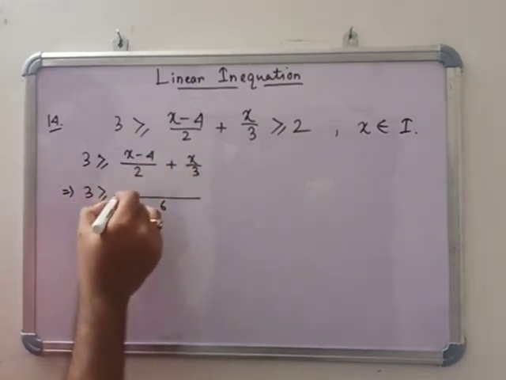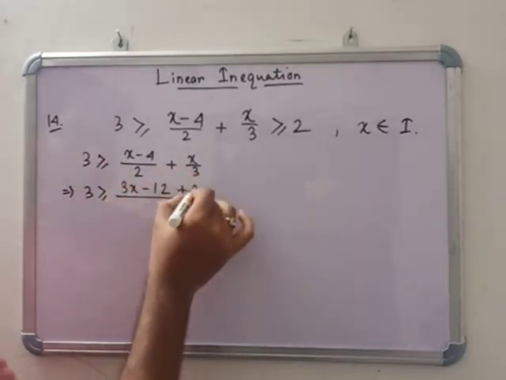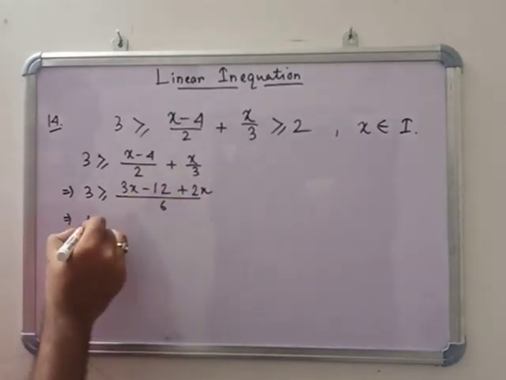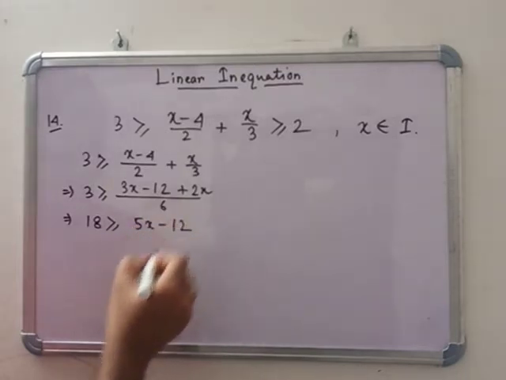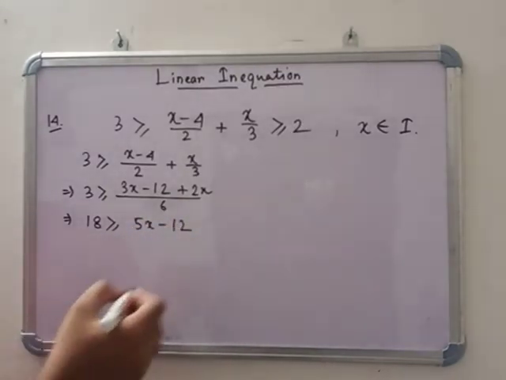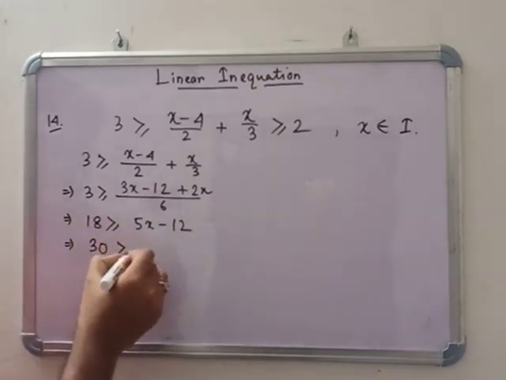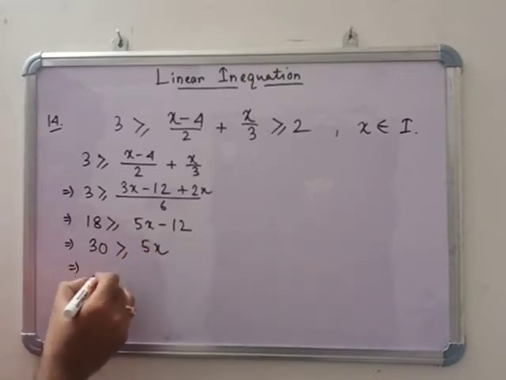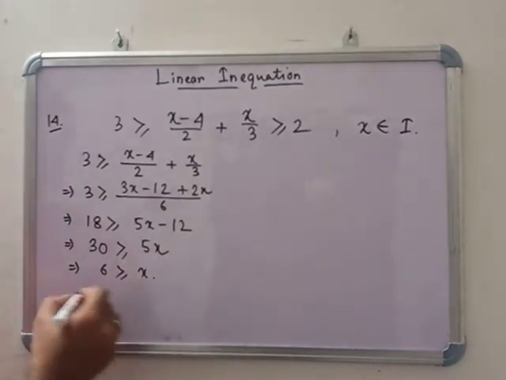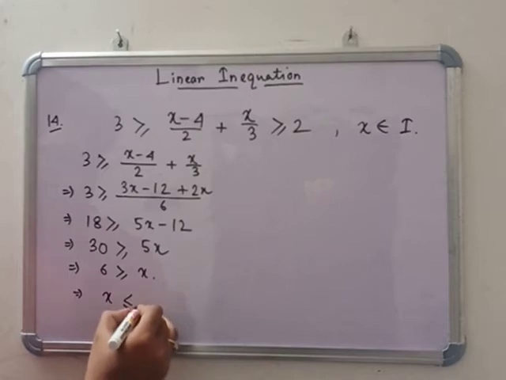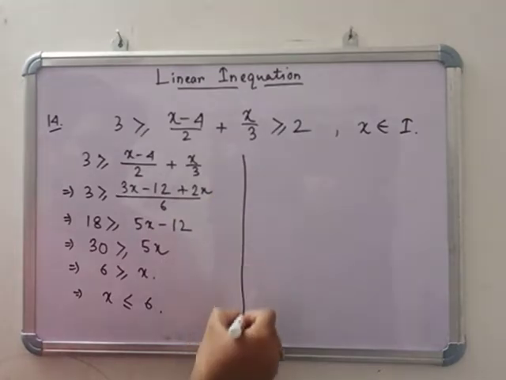This is 6. So 3x minus 12 plus 2x. That means 18. This is 5x minus 12. So that means 30 is greater than or equal to 5x. That means 6 is greater than or equal to x. You can write it this way also, x is less than or equal to 6. Okay. Now for the next part.